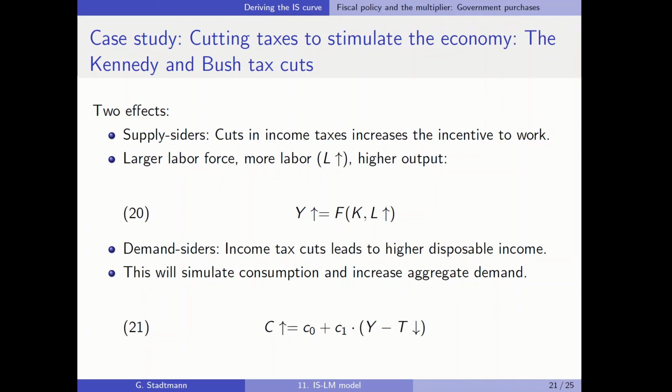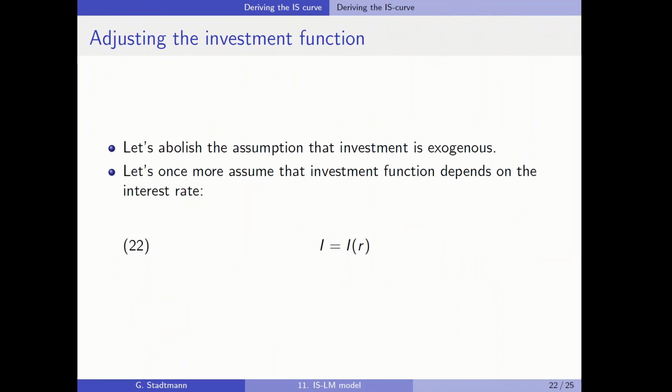Until now, we have worked in the diagram where we have planned expenditure and output on the two axes. So we worked in the so-called Keynesian cross. And this will change in the next few slides because we want to derive the IS curve on the basis of the knowledge you gained so far. We have to adjust our assumptions a little bit, with respect to the investment function. Until now, we always assumed that investment is exogenous.